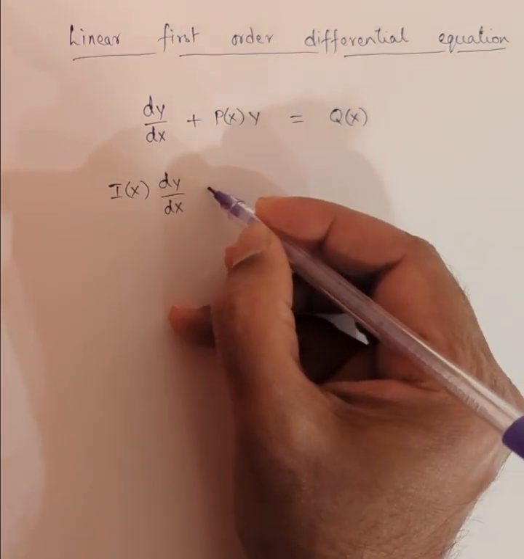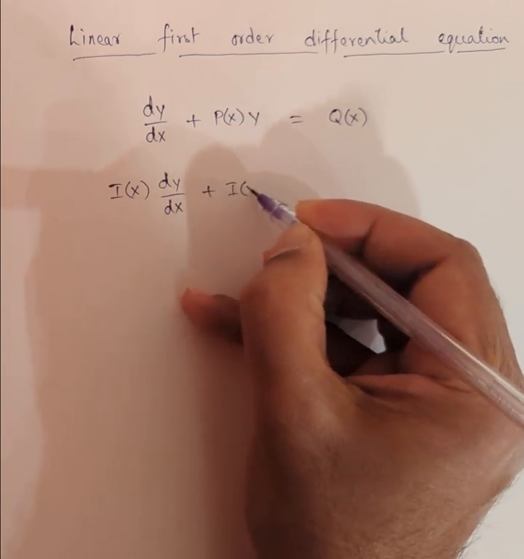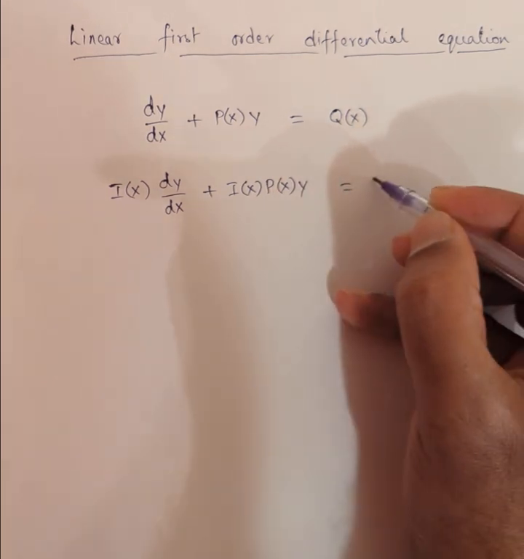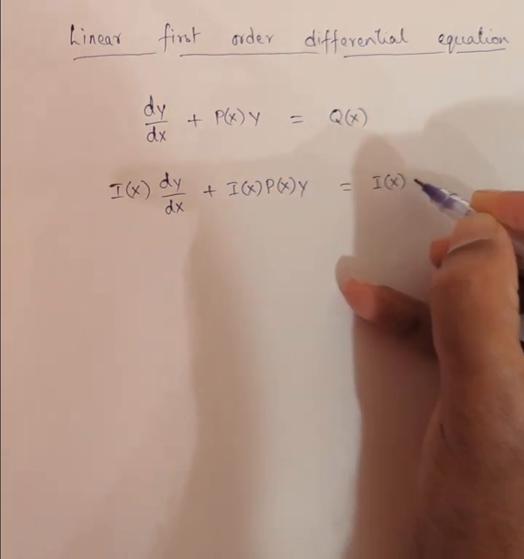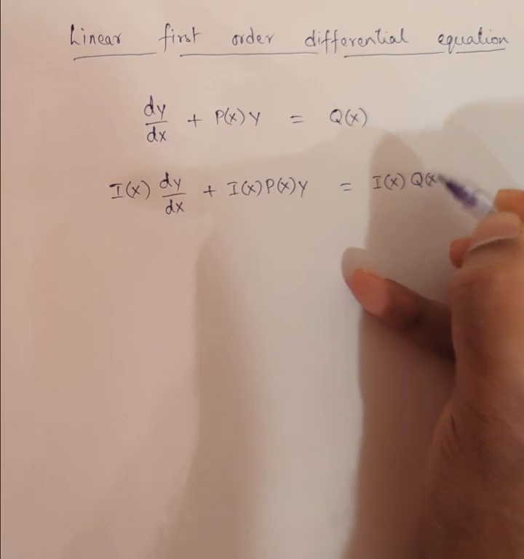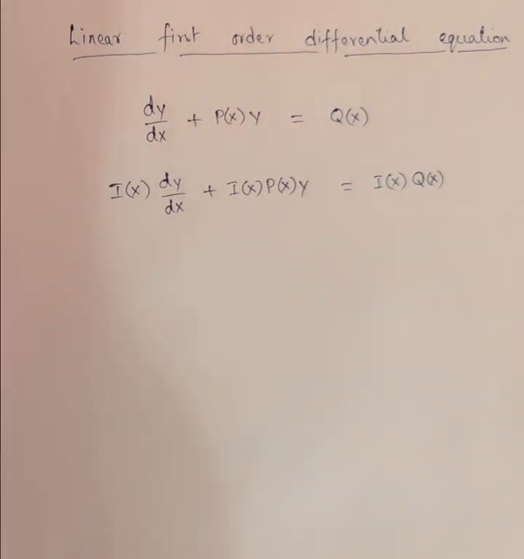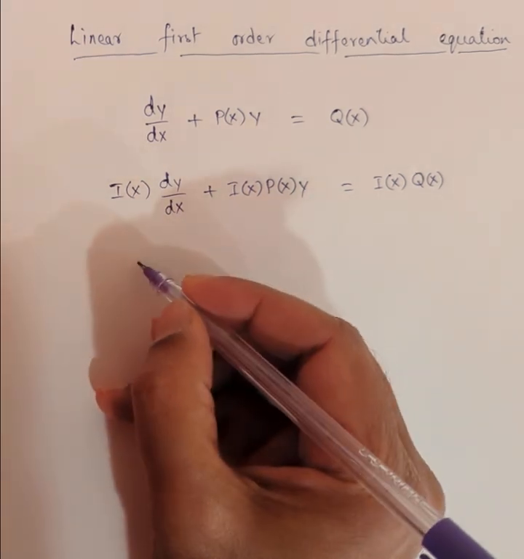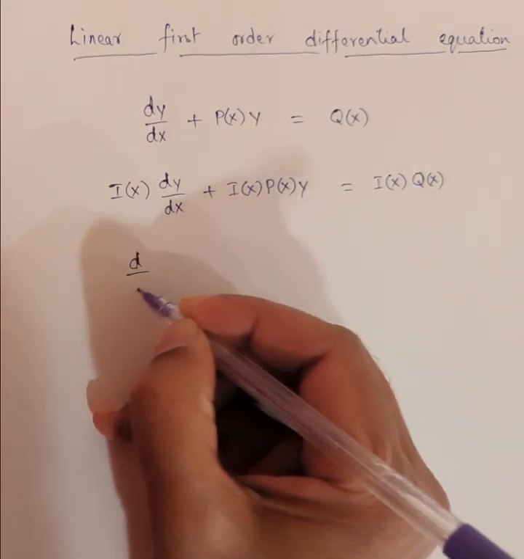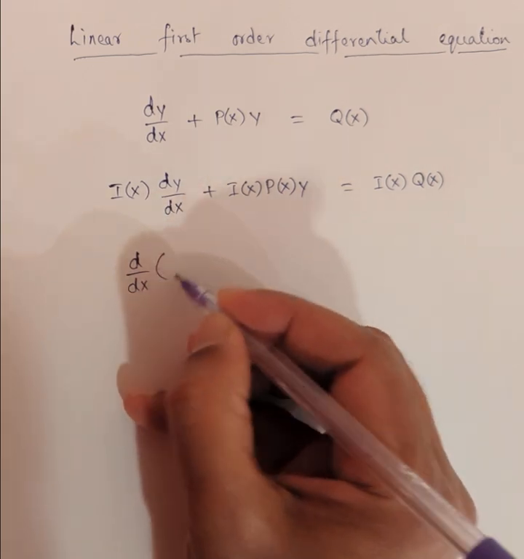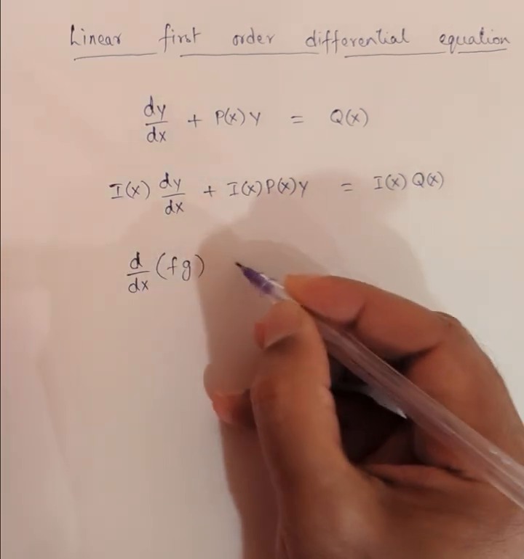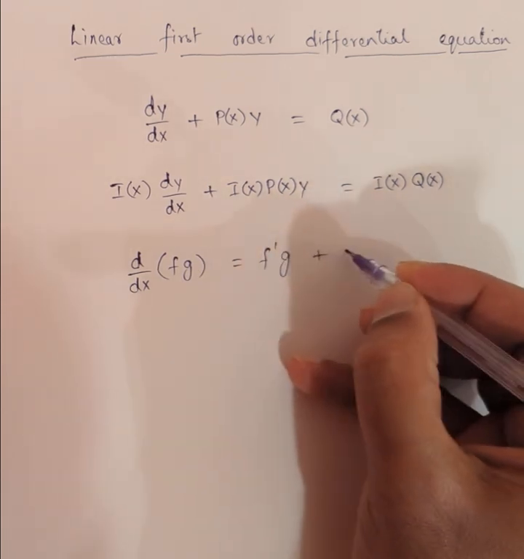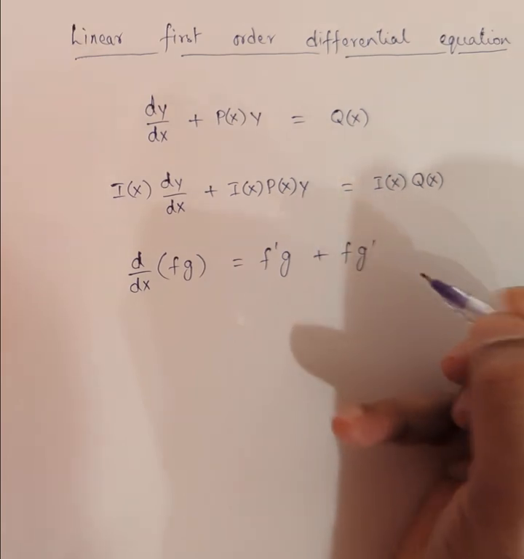I of x dy over dx plus I of x p of x y equals I of x q of x. And we are multiplying by I of x so that now the left side looks like the derivative of a product. So let me write down the product rule first. If I have to differentiate a product of two functions, then it's f prime g plus f g prime.